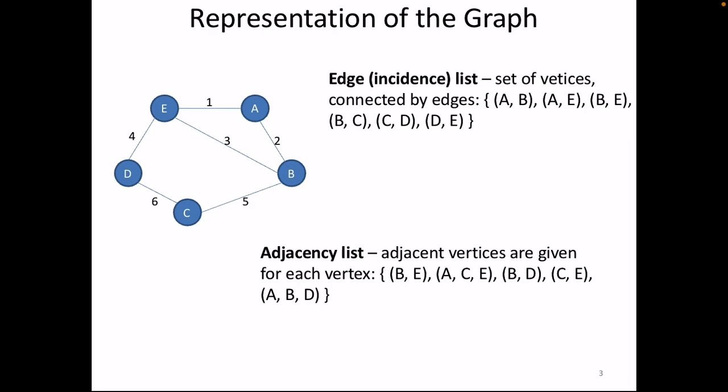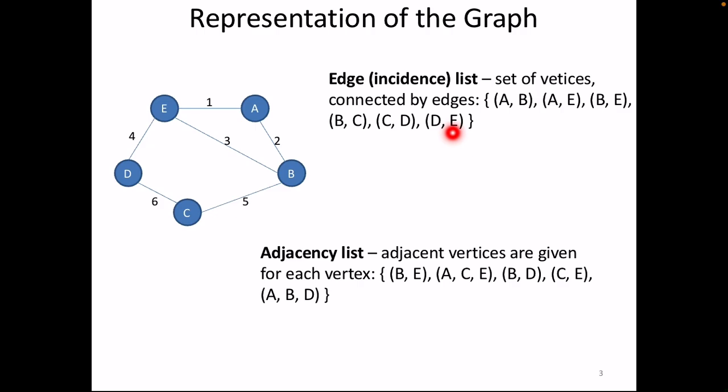Now the edge or incidence list. We have the set of vertices that are connected by edges. A is connected to B, A is connected to E, B is connected to E. Now B is connected to C, C to D, and D to E.